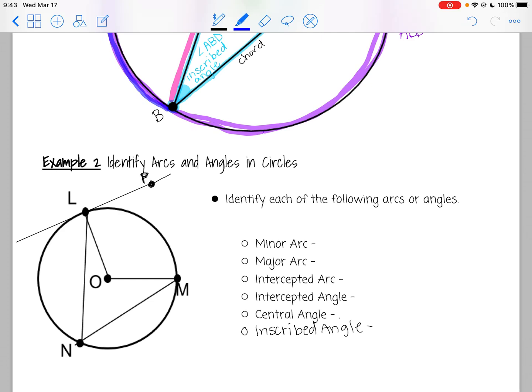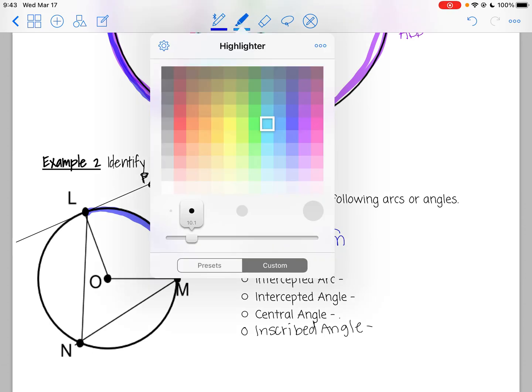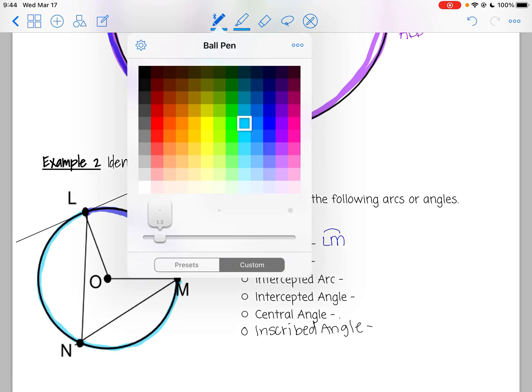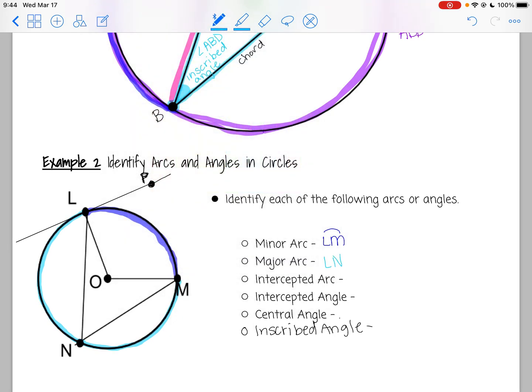So let's start with a minor arc. A minor arc is an arc that is less than 180 degrees, less than half the circle. One minor arc that I see here runs from point L to point M. I'm going to name that minor arc with 2 letters and put the cap on it. So that is arc LM. Since I used that as my minor arc, I'm just going to look at the other side for the major arc. It's still going to stop at L and M, but I need to name it with at least 3 letters. So this is going to be arc LNM, because N is also a point that's on that arc.